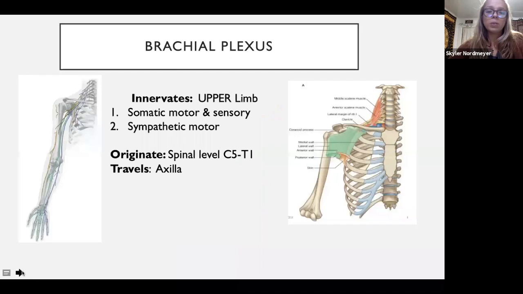So those are the bones. Now we're going to dive right into the brachial plexus, what helps move those bones around and is currently leaving its way through all those places to get us to do these arm movements. So like I said, it innervates the upper limb. It has somatic motor and sensory nerves.